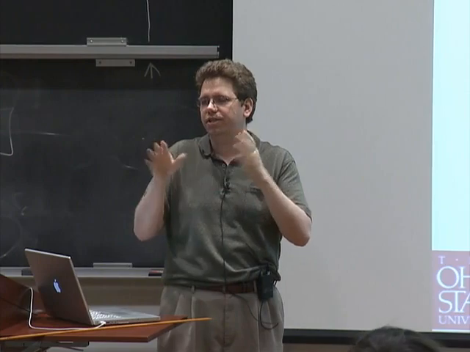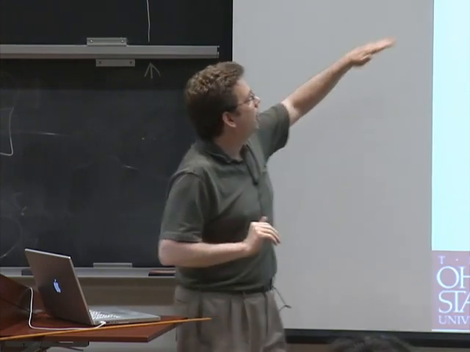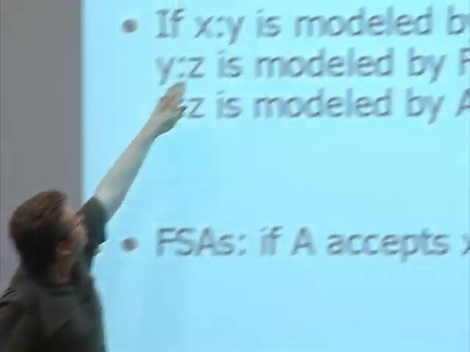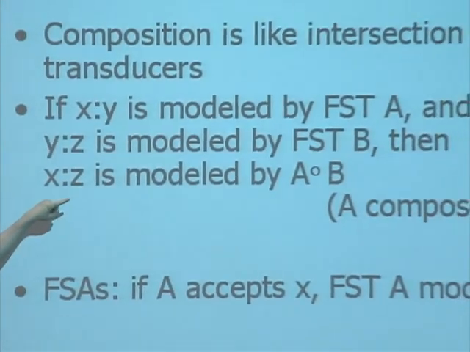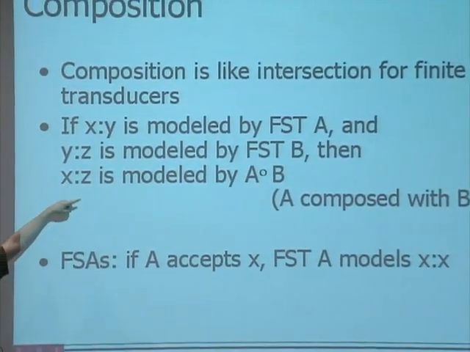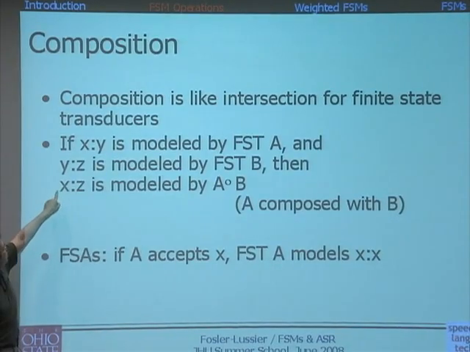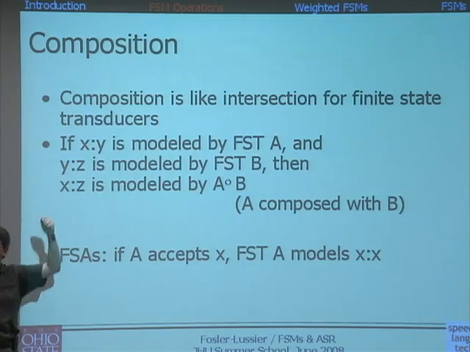Now, there are implementations that actually keep that around, but the idea is that if you have X going to Y modeled by one finite state transducer and Y going to Z modeled by another one, then the composition of the two will give you something that will take your X's and transform them into Z's. Okay. Why is this useful? Well, maybe your X's are your acoustics, your Y's are your phones, and your Z's are your words. Now all of a sudden I have something that matches my acoustics up to my words, which is what I wanted in the first place.